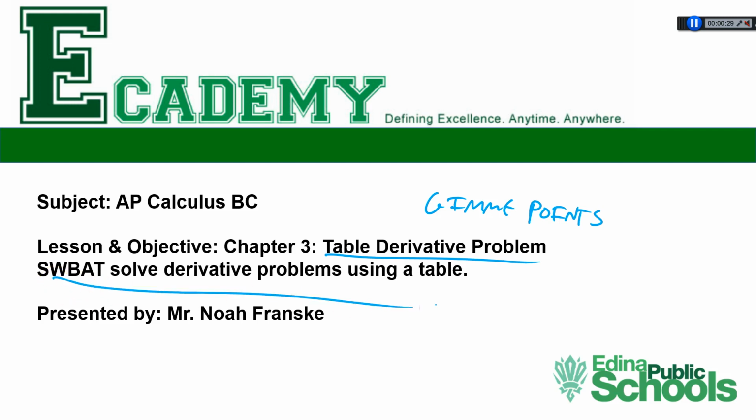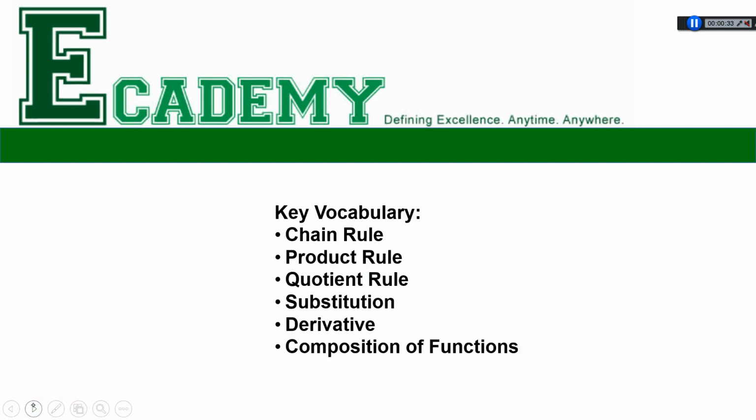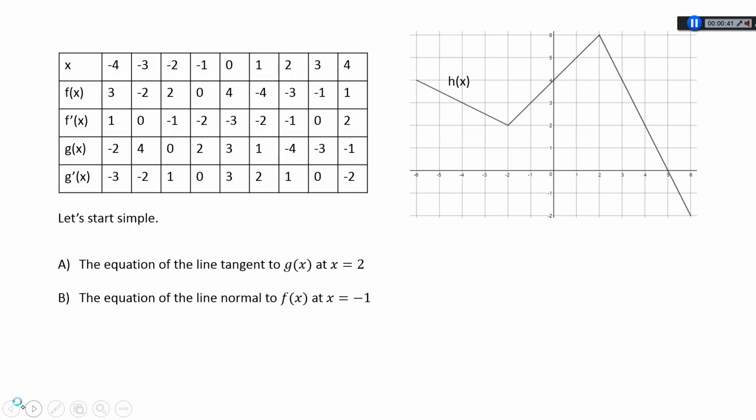So today students will be able to solve derivative problems using a table. We're actually going to use a graph as well. Chain rule will use product rule, quotient rule, substitution, derivative, and composite functions, things that we'll be seeing. So we'll start simple. Let's take a look at what we're given here first.